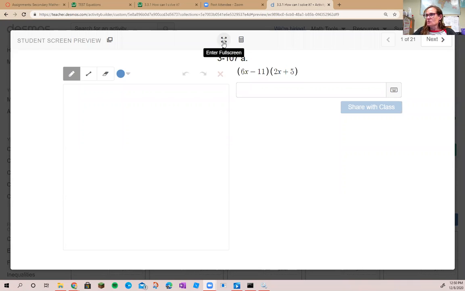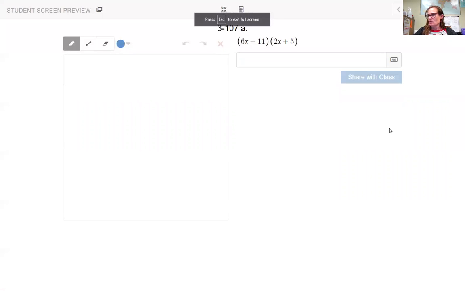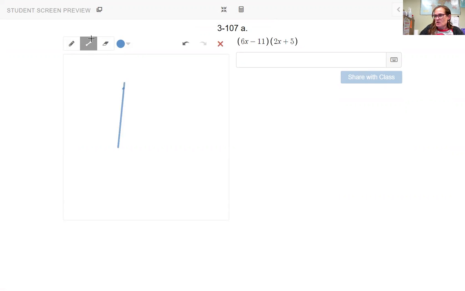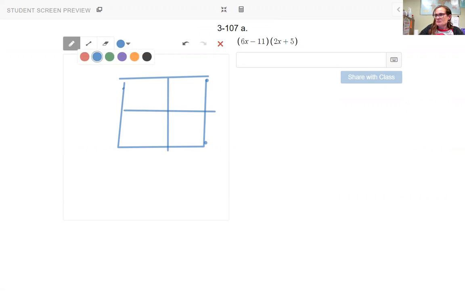Okay, guys, let's go over 3.3.1. The first thing we need to do is solve these equations. So we're going to draw us a wonderful math window, and then we'll fill it in. We could do 6x minus 11 on top and 2x plus 5 on the side.